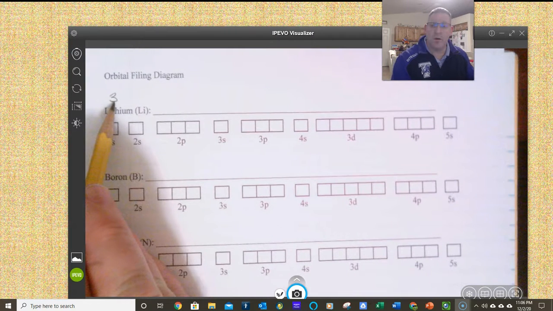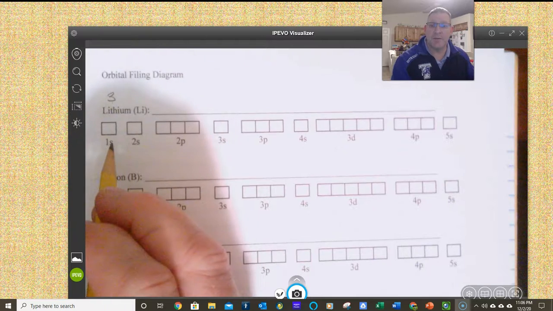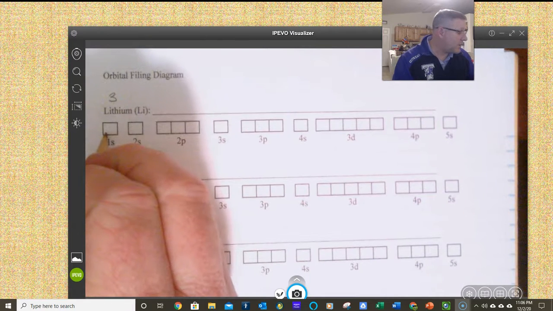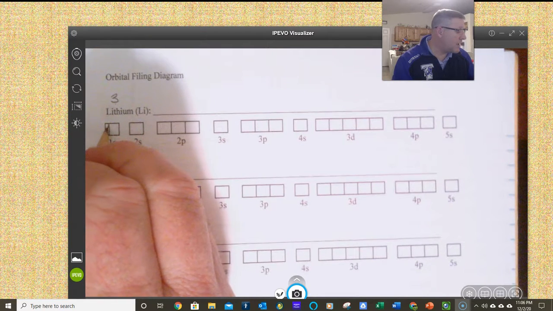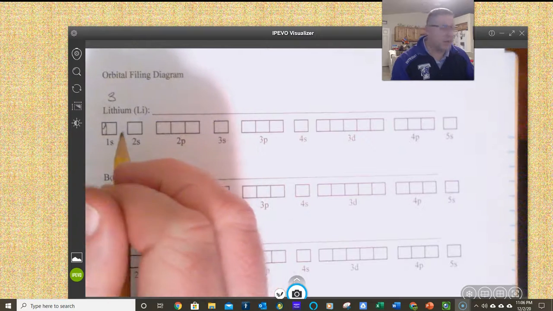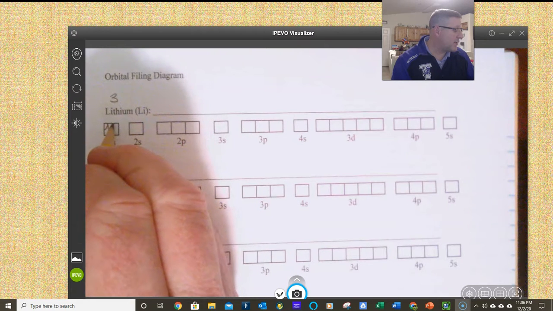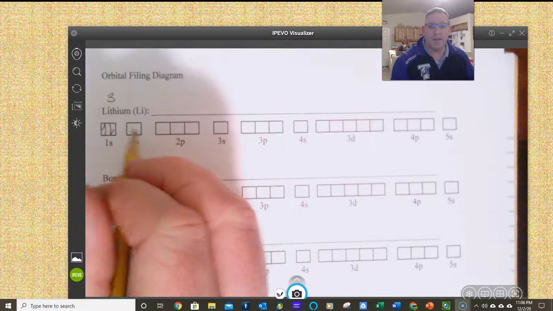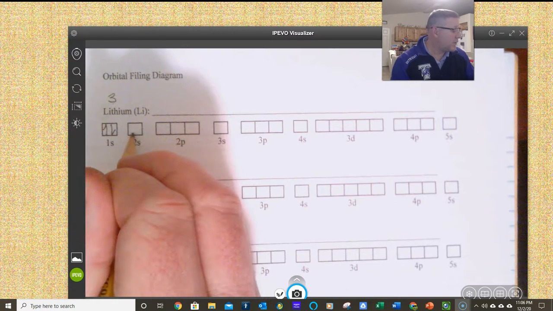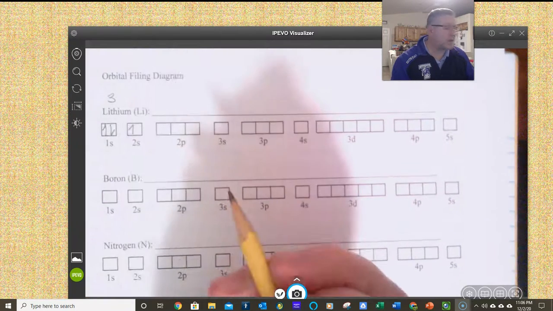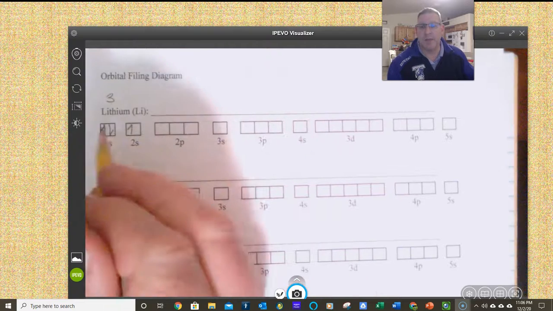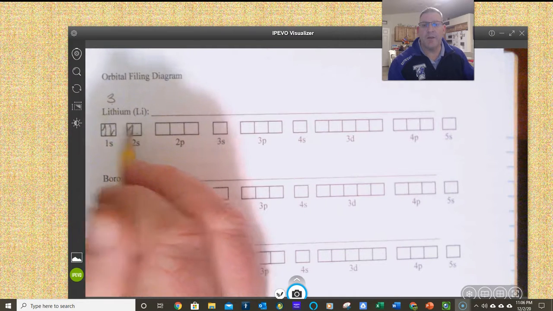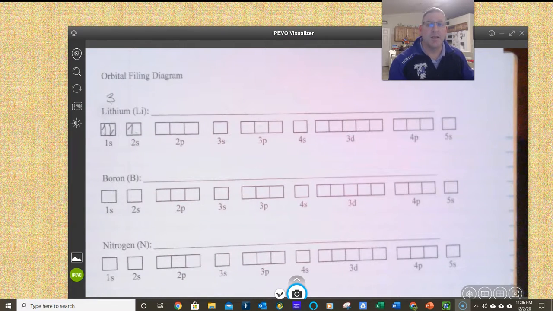If I need to find a home for 3 electrons, I need 3 arrows. The first arrow is going to go in the 1s sublevel. And then the second electron is still in the 1s, and now that orbital is filled. So the third electron gets pushed out to the second energy level. Now that I've got a home for all 3 electrons, I can more easily do the electron configuration.